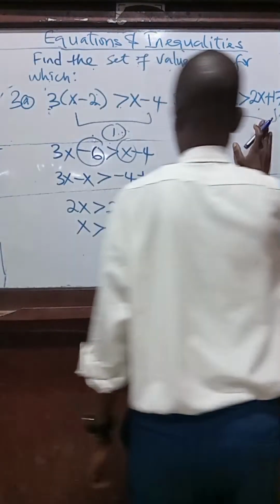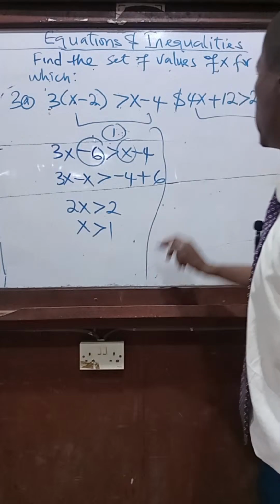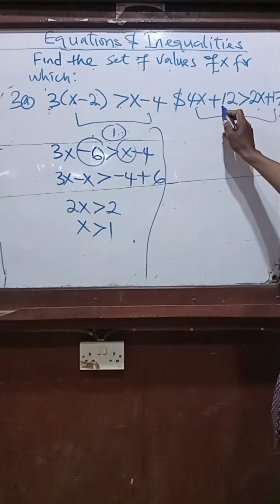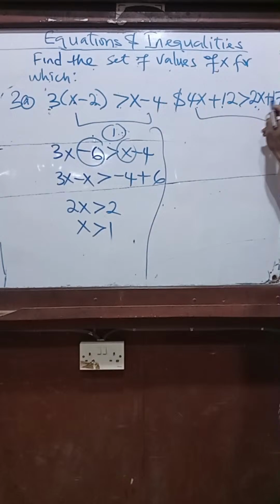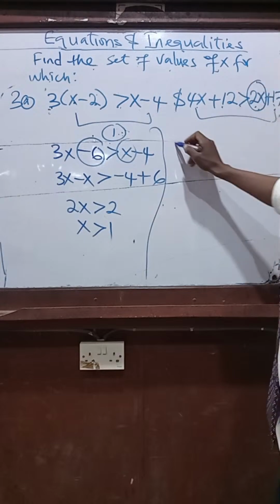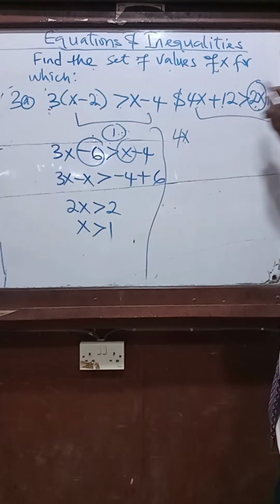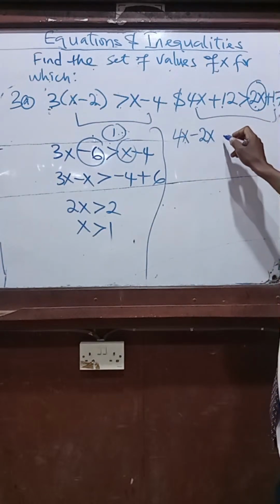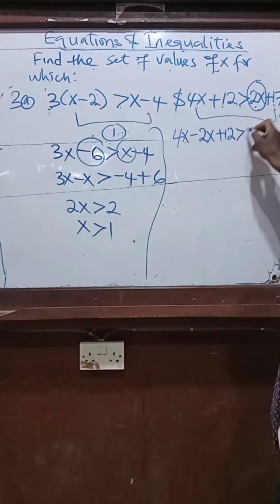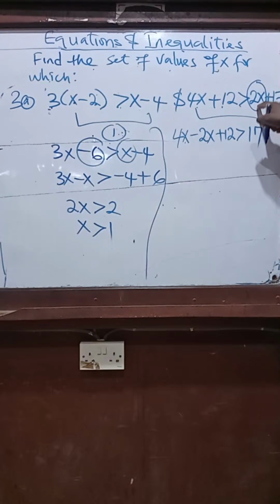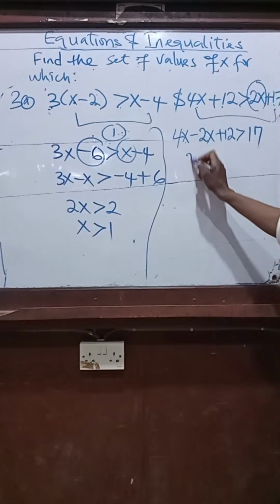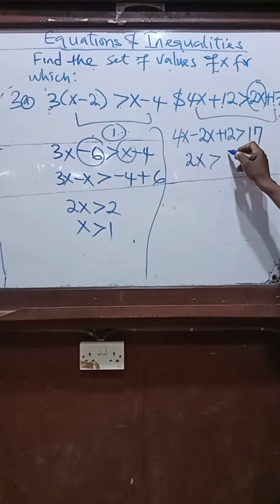Then you go to the second part, the second inequality. Okay. We have 4x plus 12 greater than 2x plus 17. So I want to remove this 2x from here. That will be 4x. Add minus 2x to both sides of the equation. Minus 2x. Okay. Plus 12 greater than what? 17. Because here, this one will disappear. Minus 2x is added to both sides. So we have 2x plus 12 greater than 17.